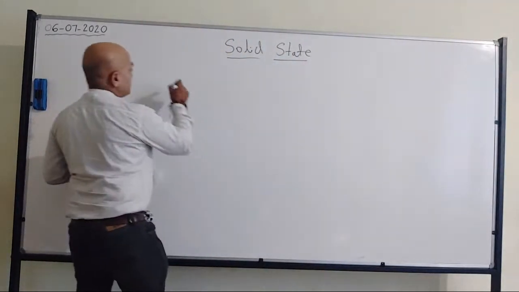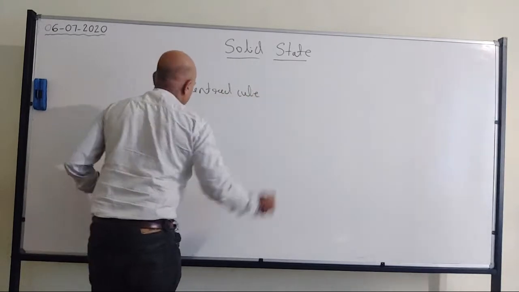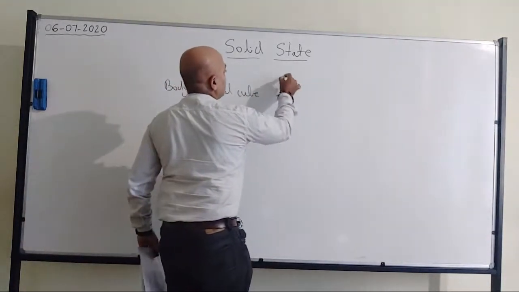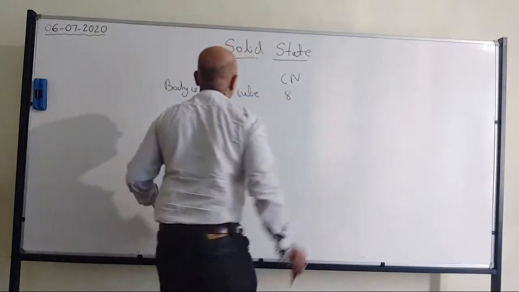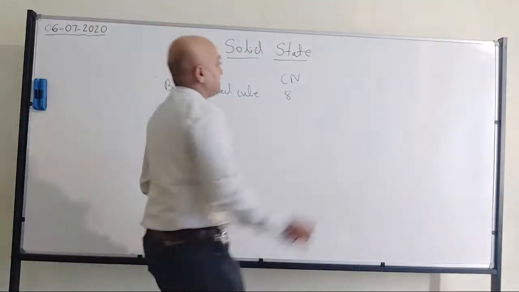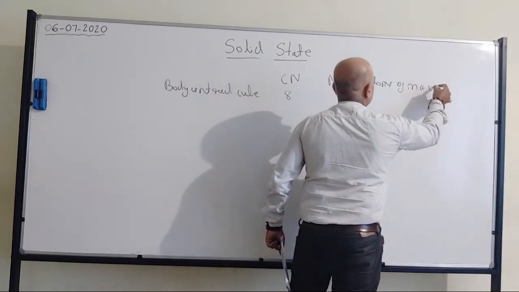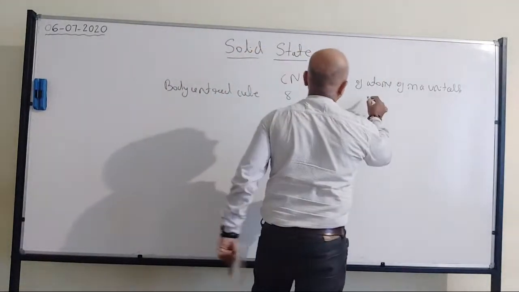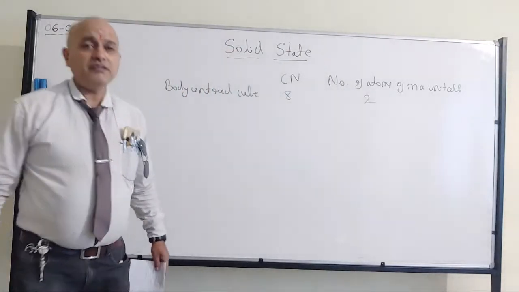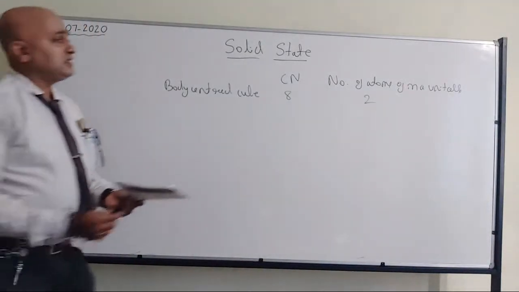Now number of unit cells, all of us will know. So we can make a chart. When it comes to body centered cube, what will be the coordination number here? In a body centered cube, coordination number will be 8. Number of atoms in a unit cell in this type of packing will be 2, which we have calculated also. So you can write down this particular chart.